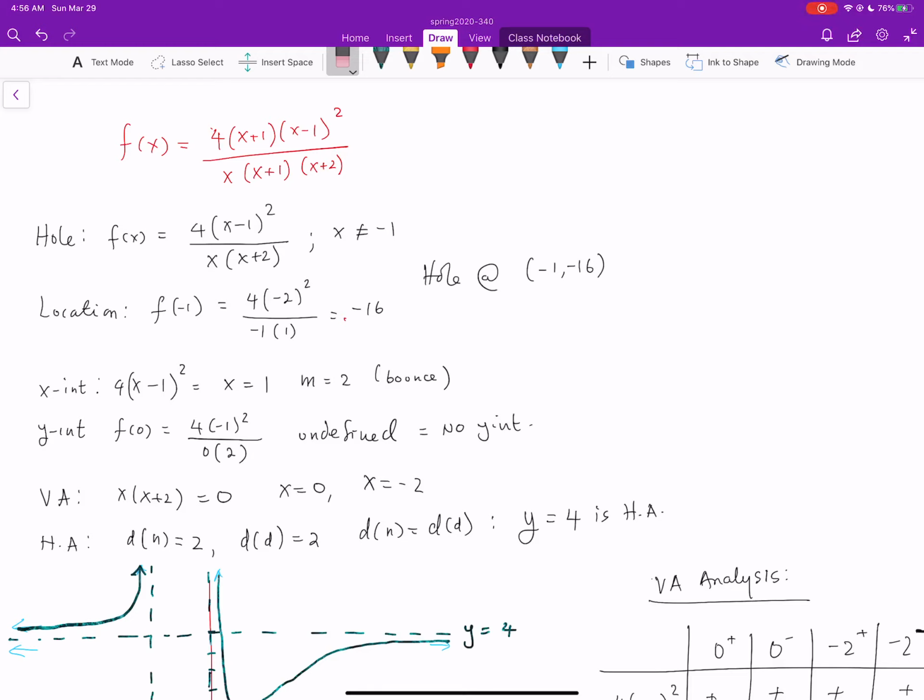Hi, welcome to the second example. So I have this function f of x that I want to try and sketch.